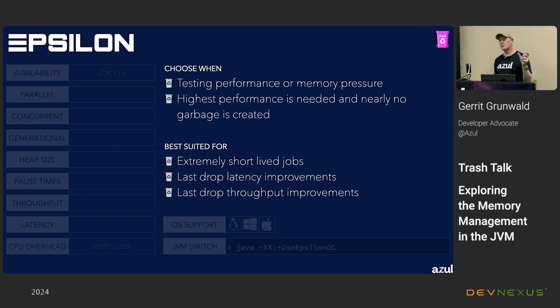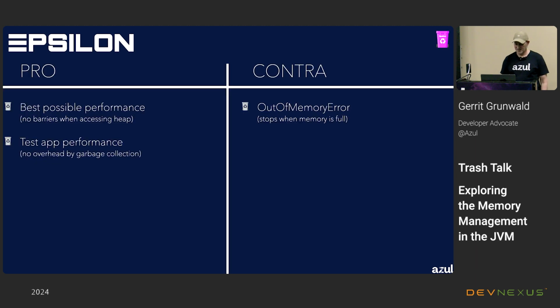But if you exactly know what you do, create very small services that you exactly know how much memory they use, they could be really fast because there's no garbage collection overhead at all, right? So it's good for extremely short-lived jobs. If you need the last drop of latency improvements or throughput, then this is the one to go. But be careful. You really need to know what you do. So yeah, the best possible performance you get out of it. You can test your application performance, but you can run into out-of-memory errors. If you don't know what to do, then you will end in hell.